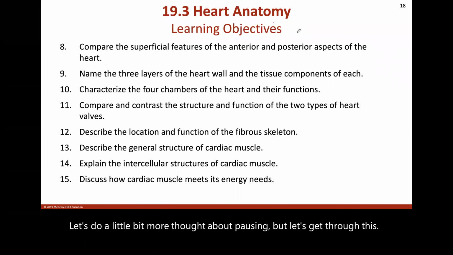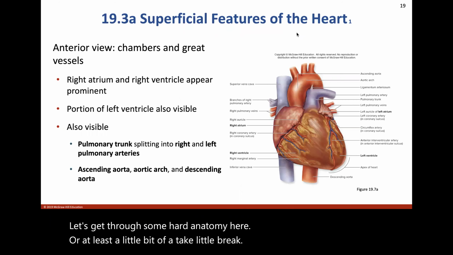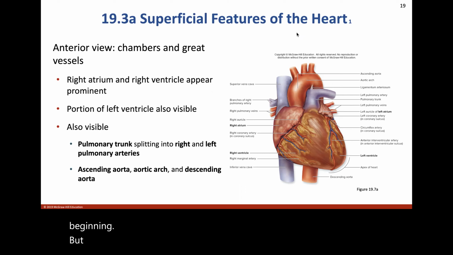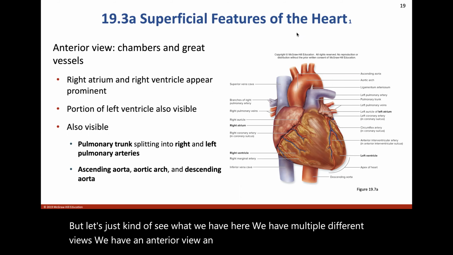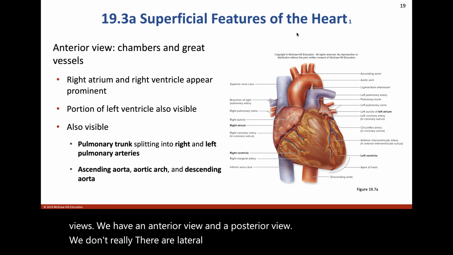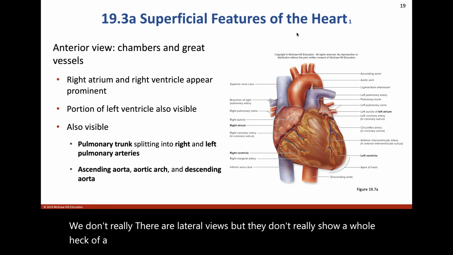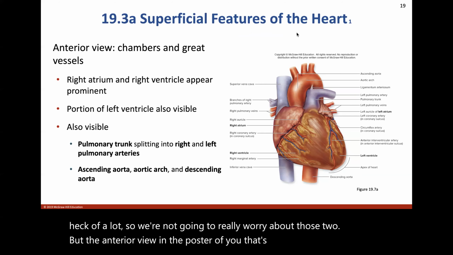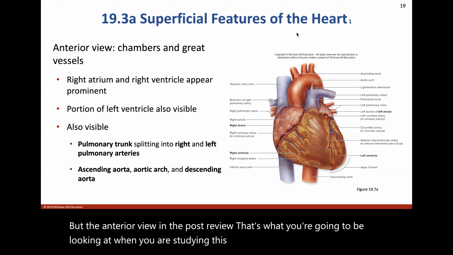Let's get through some heart anatomy here, or at least a little bit of it. Take a little break. Well, we've already hinted at a lot of this stuff in our preview at the beginning. But let's just see what we have here. We have multiple different views. We have an anterior view and a posterior view. There are lateral views, but they don't really show a whole heck of a lot, so I'm not going to worry about those. The anterior view and the posterior view are what you're going to be looking at when you are studying these structures.